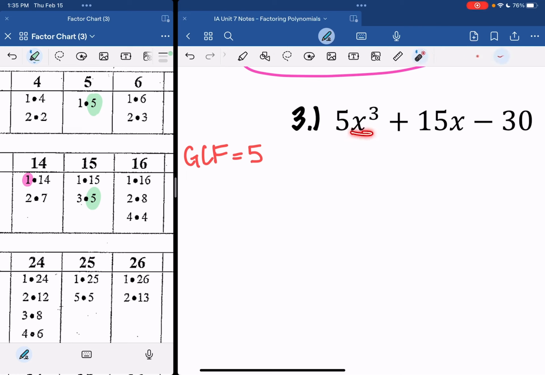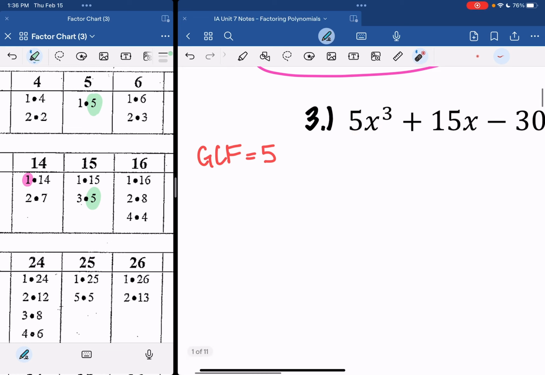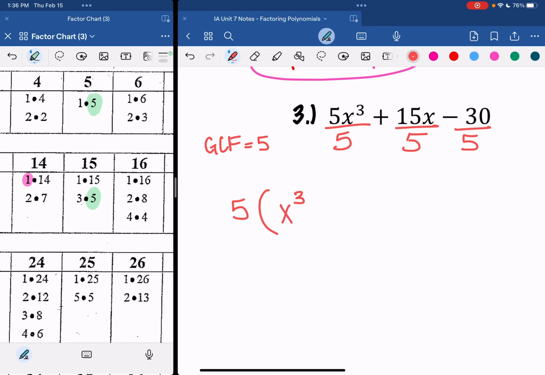Now if we look, we have an x here, we have an x here, but there's no x on the 30. So x cannot be in our greatest common factor. So in this case, our greatest common factor is just a regular old 5, no variable. So the 5 comes in front of our parentheses now. So we have x cubed left, because these 5s divide away, plus 15 divided by 5, that's going to be 3. X still stays. Negative 30 divided by 5 is minus 6.